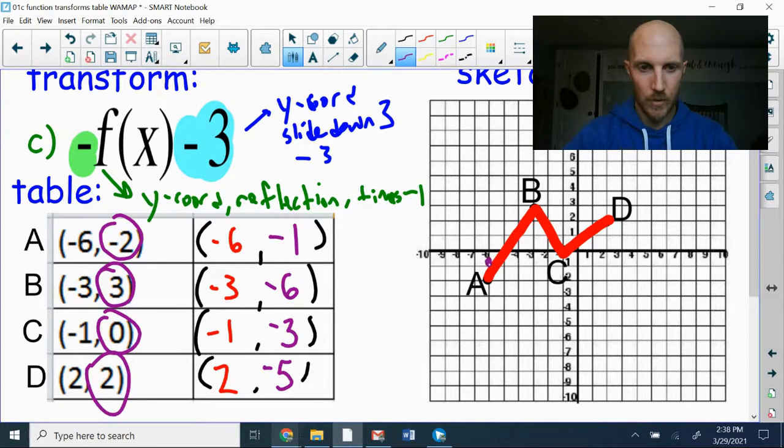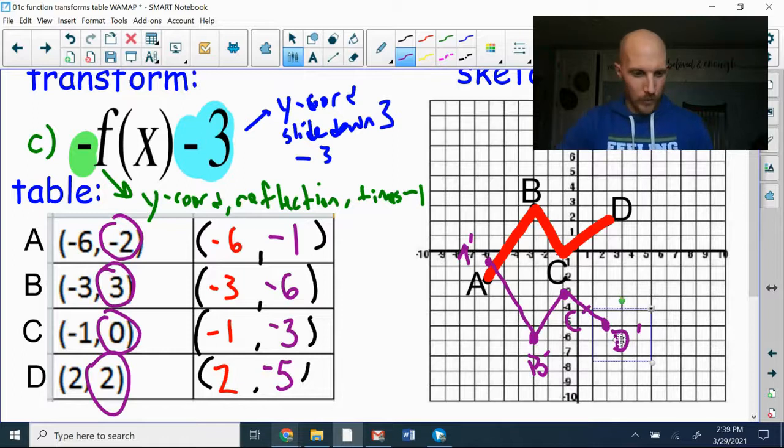So my points: -6, -1, that's A prime, and -3, -6, that's B prime, -1, -3, there's C prime, and then 2, -5, there's D prime. Okay, so you can kind of get a sense of what is going on.